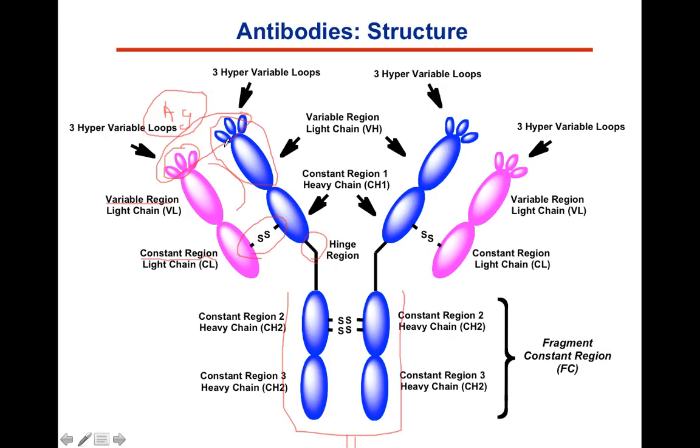So just to recap, there are three hypervariable loops per chain, comprising six per side, per arm. This arm has six, and on this side there's another six. So each antibody has two binding sites, which means it's bivalent. These sites are identical, so they can both bind the same antigen determinant, the epitope.